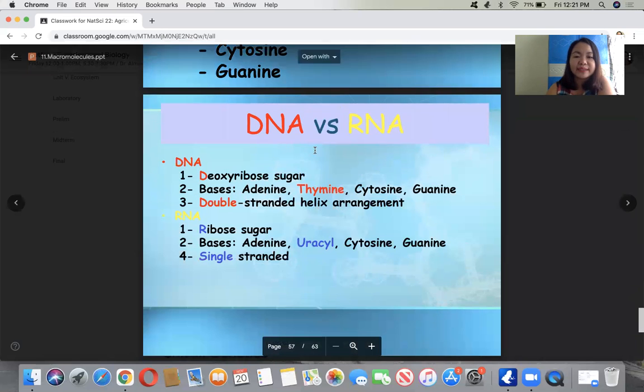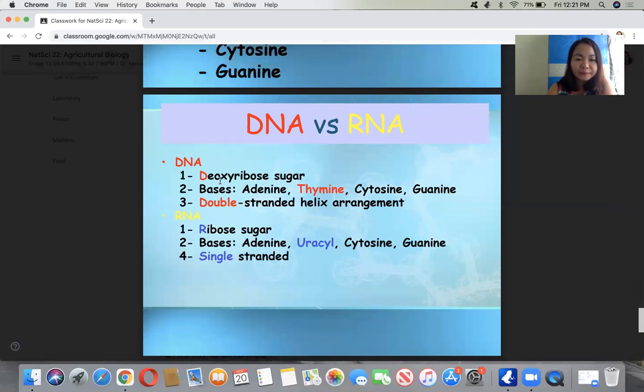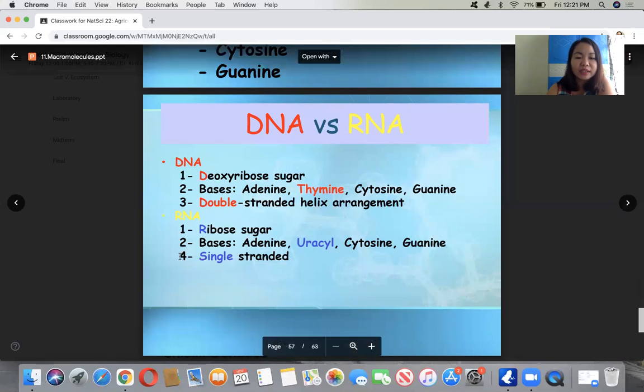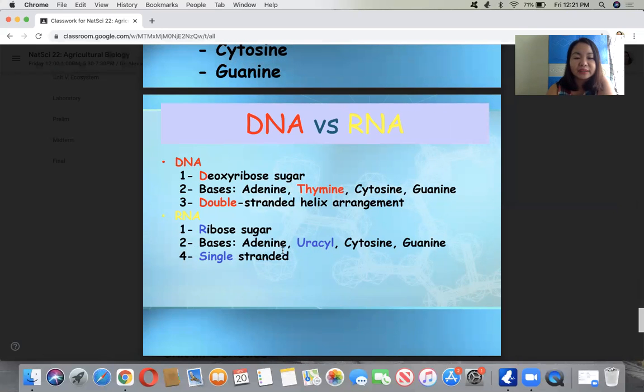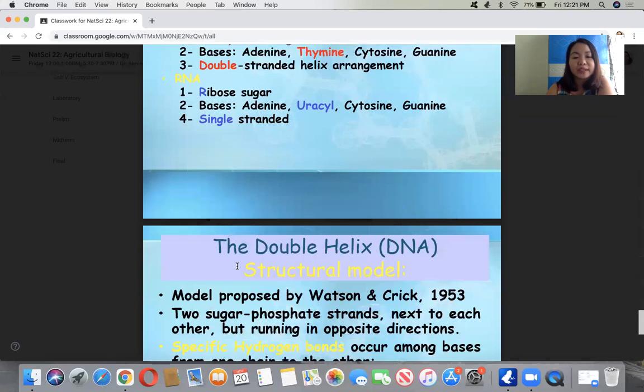So what's the difference between DNA and RNA? DNA has, because of its pentose sugar, deoxyribose sugar, while RNA has a ribose sugar. The bases are adenine, thymine, cytosine, and guanine, while the bases in RNA are the same except for uracil. And DNA is a double-stranded helix arrangement, while RNA is single-stranded.